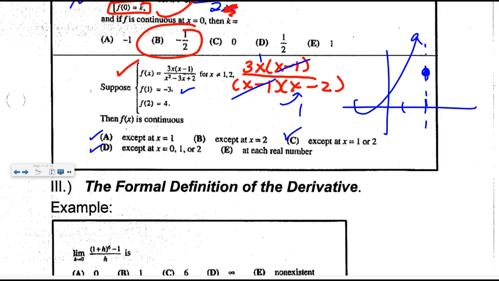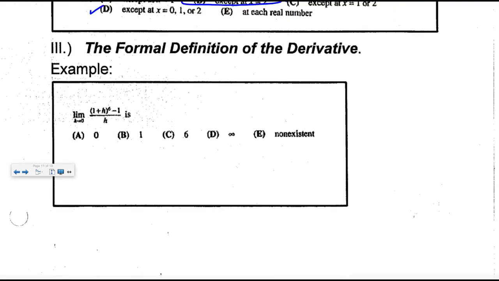Zero is not an issue. When I plug in a 0, I get a 0. This function sails through 0, 0. So it looks like we're continuous everywhere except at that vertical asymptote.